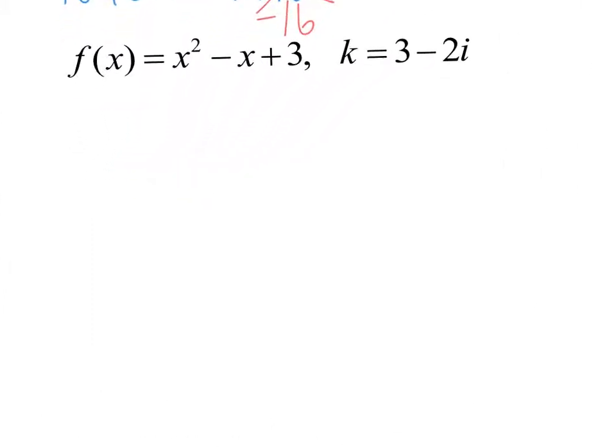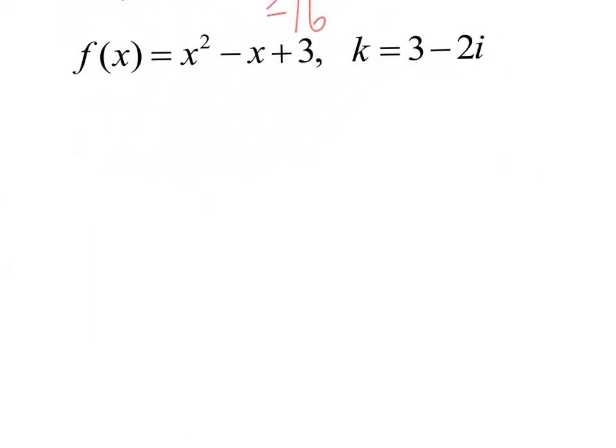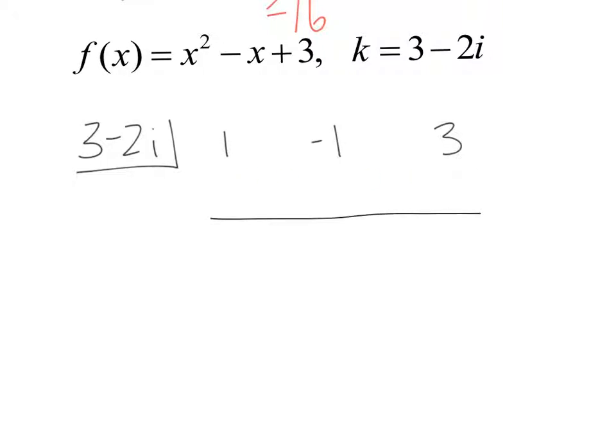But let's try the second one. So we're going to do the same thing. We're taking our backwards L box and we're putting 3 minus 2i. And I'm lining up my coefficients, 1, negative 1, and 3. Where do those coefficients come from again? This coefficient is 1, this coefficient is negative 1, this coefficient is 3. That's where those numbers come from. Draw the line, bring down the 1. When you distribute a 1 into 3 minus 2i, you just get 3 minus 2i. You can only combine like terms, so that gives us 2 minus 2i.